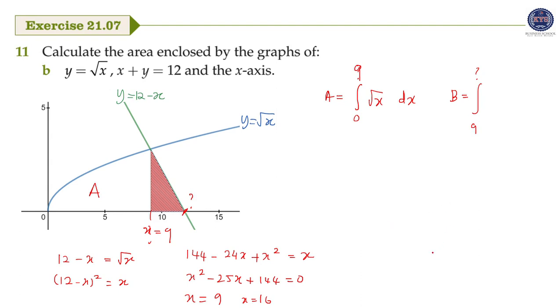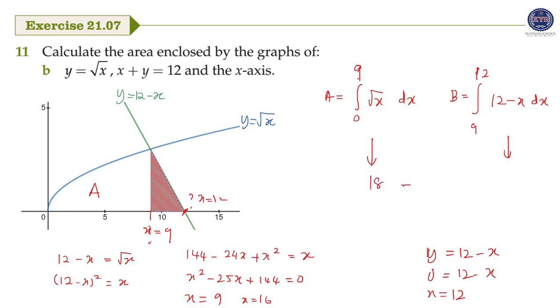You can use your equation y equals 12 minus x. At y equals 0, 12 minus x equals 0. So x equals 12. Therefore here we know x equals 12. So from 9 to 12, your graph is 12 minus x dx. If you work out this integration, you will get the value, hold on a second, you will get 18.